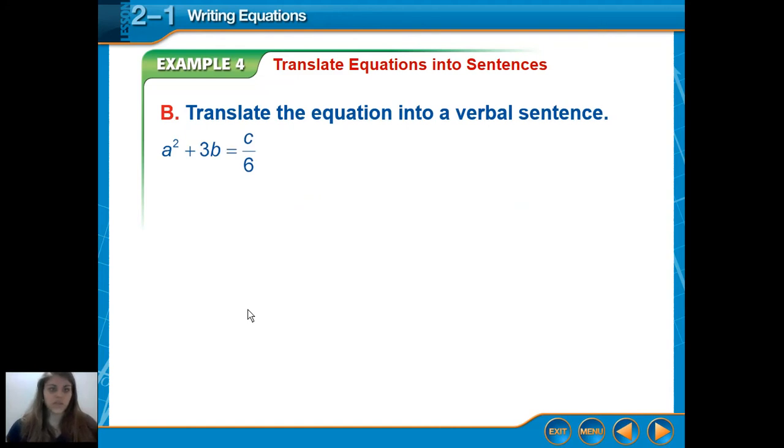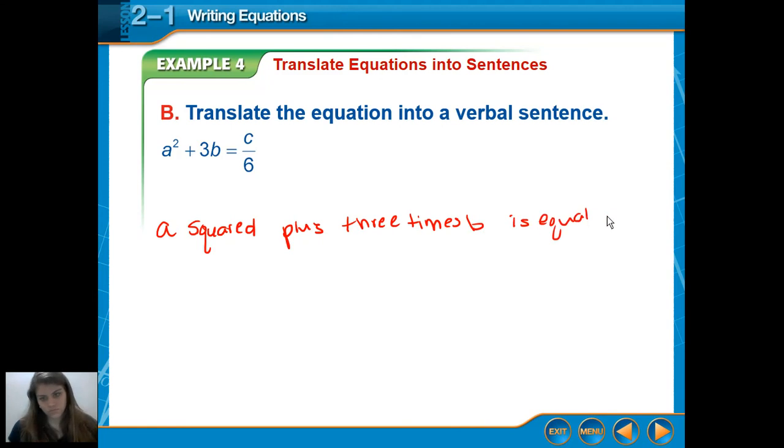Okay, so for this one, if we want to describe this, we can say a squared plus 3b, 3 times b, is equal to c divided by 6. Okay, and again, there could be different ways of saying this. You can say a squared plus the product of 3 and b equals the quotient of c and 6, or however you want to do it, okay?